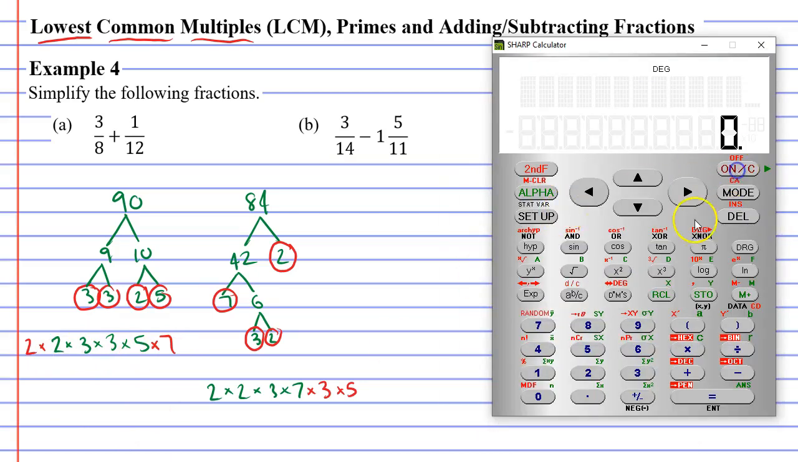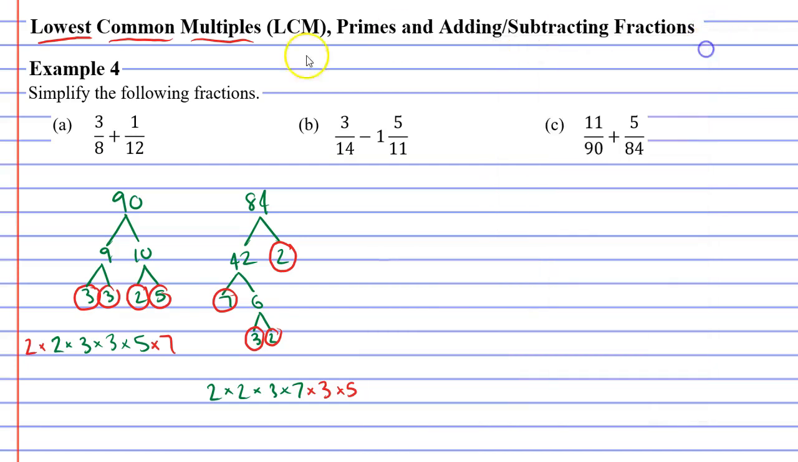Now this is one of those moments where I really just want to use a calculator to ensure that I get it correct. 2 times 2 times 3 times 3 times 5 times 7, and we get 1,260. And that's a really large number. But it is our lowest common multiple. I can guarantee you that it is because I use this prime factor method, and it will always give you the lowest common multiple every time.